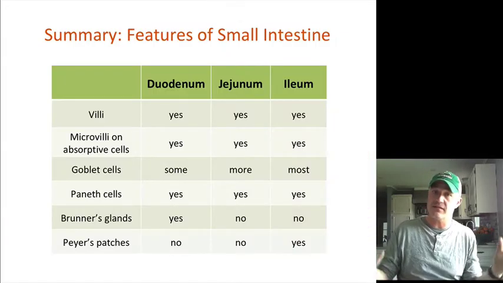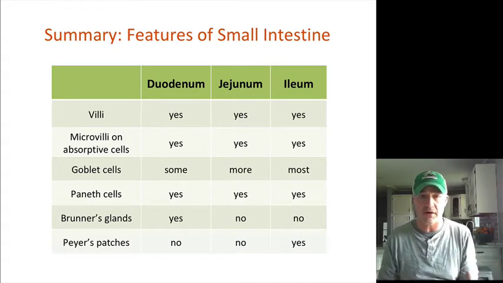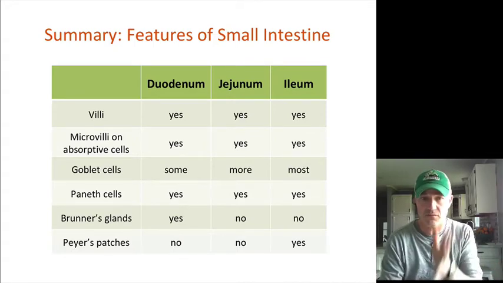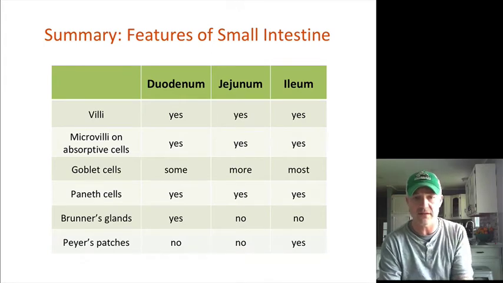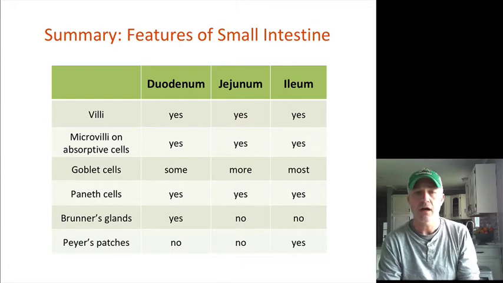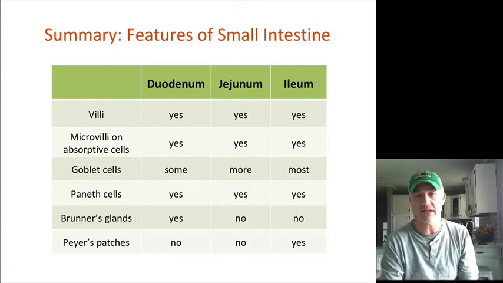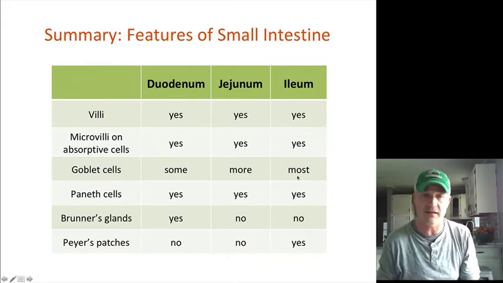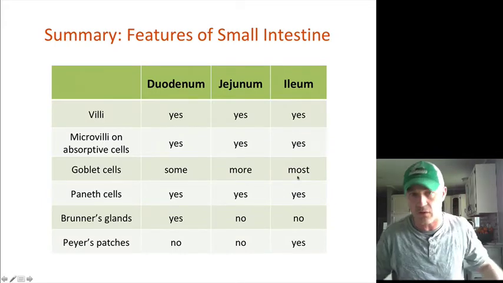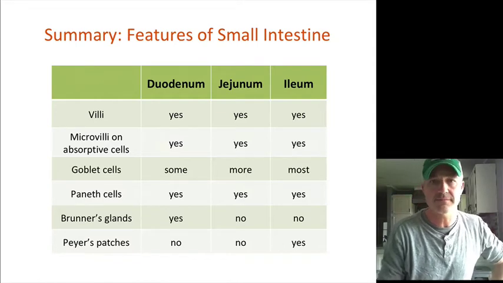And here's a nice little summary of these ones that kind of tells you this apart. You can see the different things here, what they have, what they don't have. And again, Brunner's glands distinct to the duodenum, Peyer's patches distinct to the ileum. The rest of them pretty similar. Goblet cells tend to increase as we go through this, so you can see some in the duodenum, more in the jejunum, most in the ileum. If we're not comparing it to the colon, it'll be more in the colon.